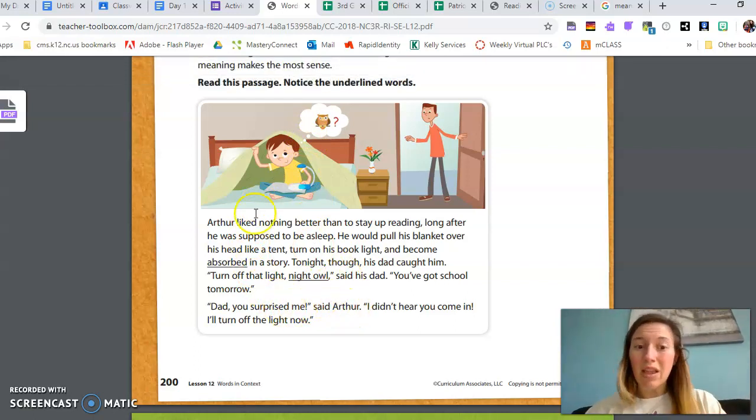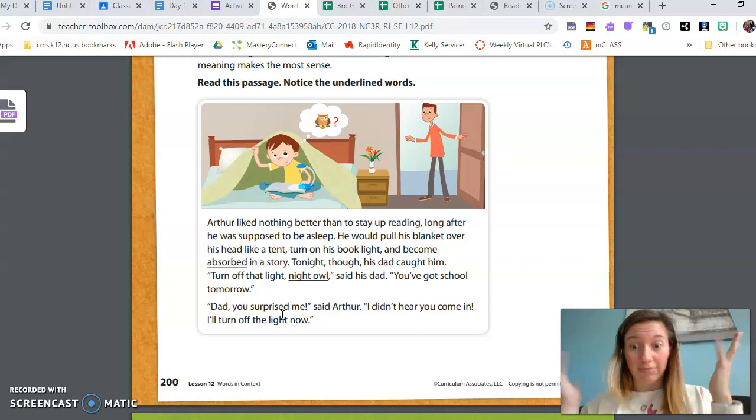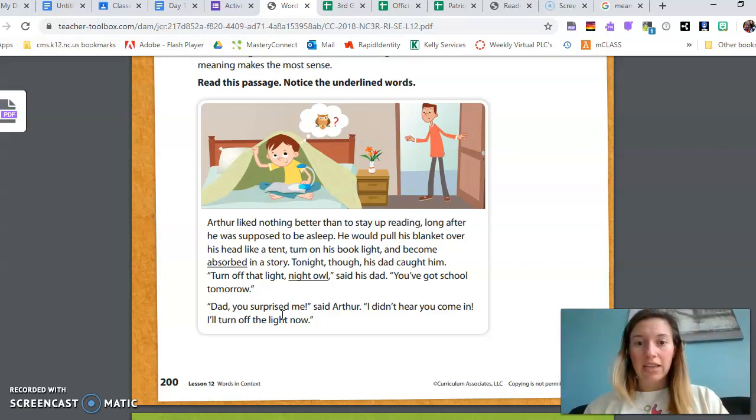And then because Arthur was reading his story, right, and he was absorbed in it, says, "Dad, you surprised me," right? So he didn't hear Dad come in because he was reading his book, right? And he was surprised. He was like, "I didn't hear you." So I'm thinking all of those things give me clues about what absorbed and a night owl means.